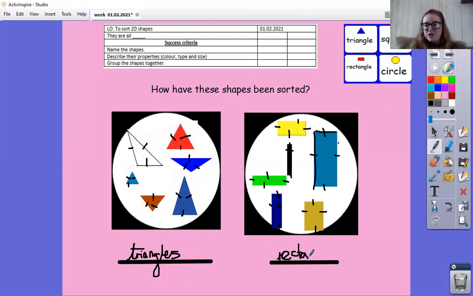Oh, Miss Ez cannot write very well when she's writing with her mouse. Rectangles, fantastic. Rectangles, okay. Let's have a look at how else we can sort shapes.